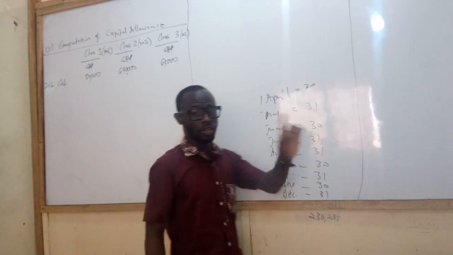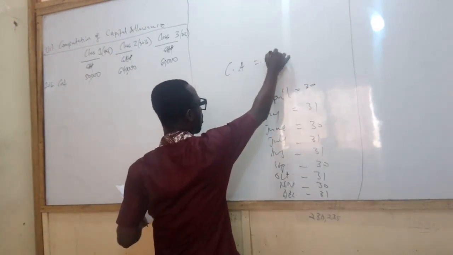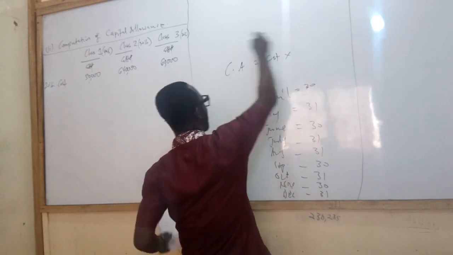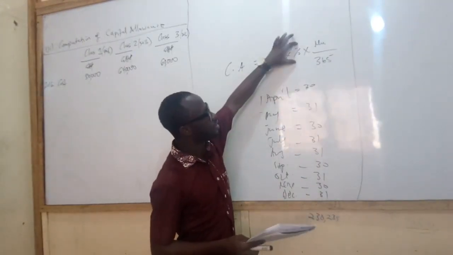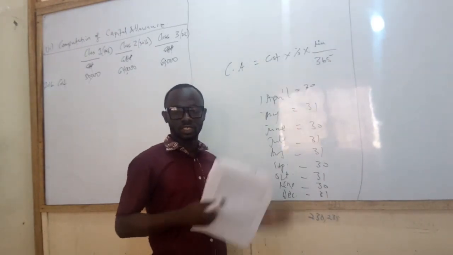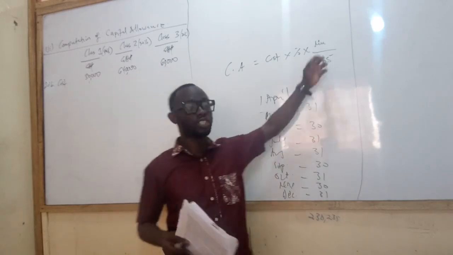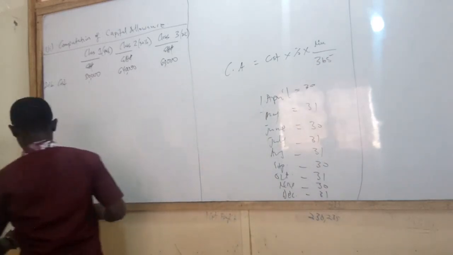Now, why is this important? Because you remember that we said the capital allowance is going to be the cost base of the assets times the rate. So cost times the percentage times the number of days during the basis period under consideration divided by what? 365. So that is what we're going to be doing here.